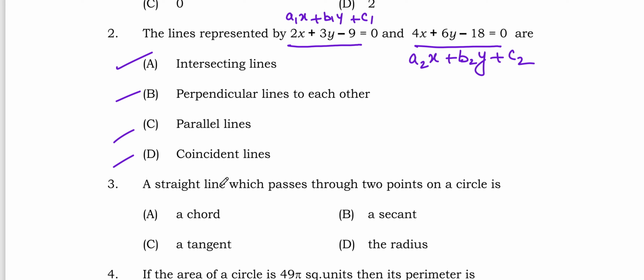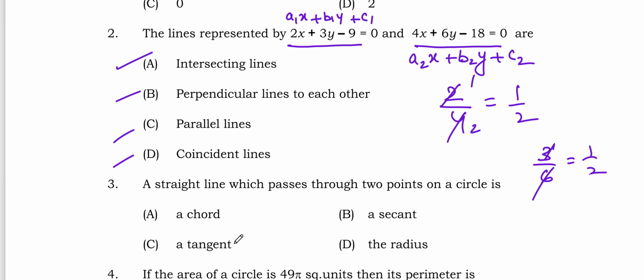a1 by a2? Not 2x. I am asking a1, not a1x. Value of a1 is 2, value of a2 is 4. 2 ones are 2, 2 twos are 4. Answer is 1 by 2. b1 by b2? Plus 3 by plus 6. 3 ones are 3, 3 twos are 6. Answer is 1 by 2. c1 by c2? Minus 9 by minus 18. Both minuses get cancelled. 9 ones are 9, 9 twos are 18. Answer is 1 by 2.